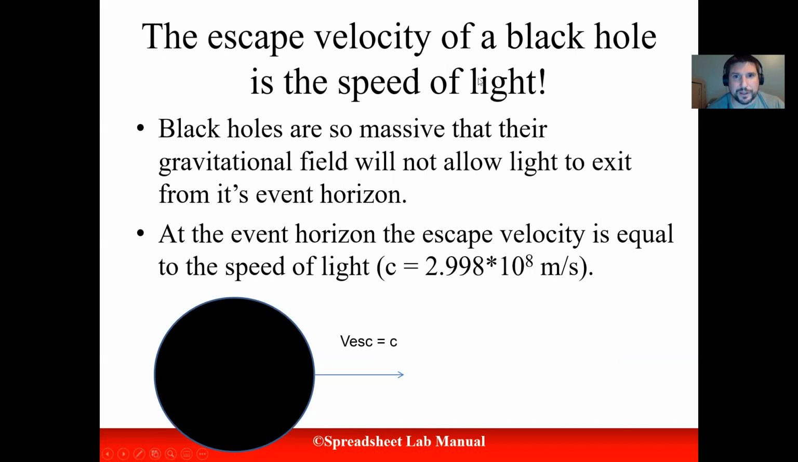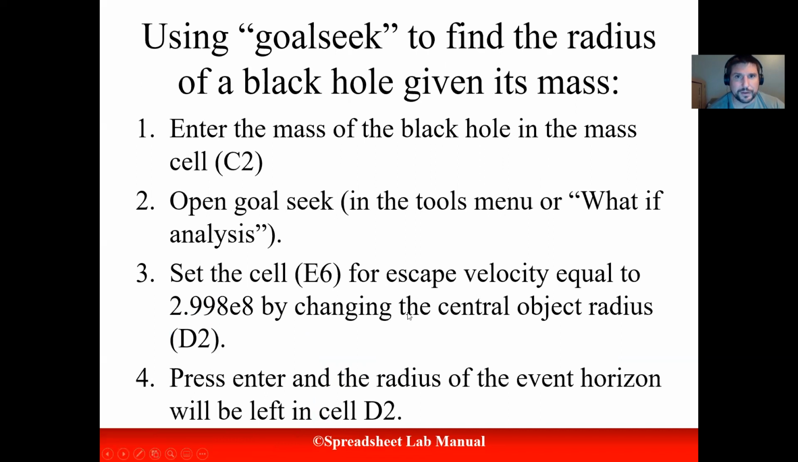But anyway, the escape velocity of a black hole is the speed of light. So black holes are so massive that their gravitational field will not allow light to exit from its event horizon. At the event horizon, the escape velocity is equal to the speed of light, which is 2.998 times 10 to the 8th meters per second. Right, so we're going to use goal seek, which is trial and error. We're going to adjust the radius of the black hole until we find a point where the escape velocity is the speed of light. And at that location, we'll know that's the event horizon.